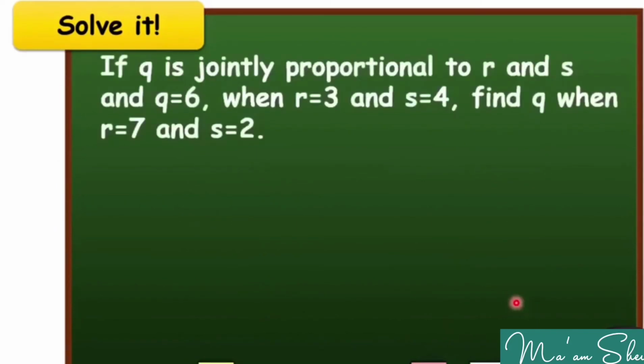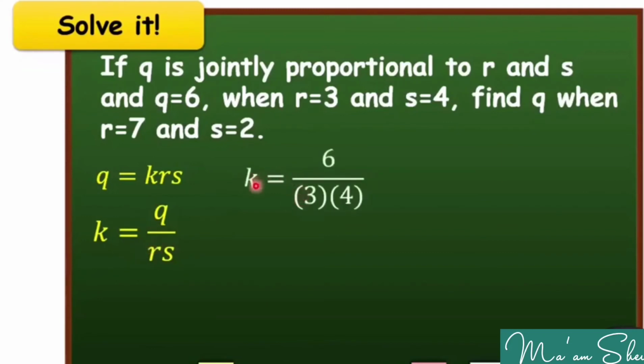Okay. Now, let us use the second method in solving for the given problem. So, gamitin natin yung Q is equal to KRS. So, gaya kanina, in order to solve for the formula or derive yung formula ng constant, i-divide lamang natin yung RS kay Q. So, constant is equal to Q divided by RS. Now, let us substitute the given values. Constant muna nga hanapin natin.